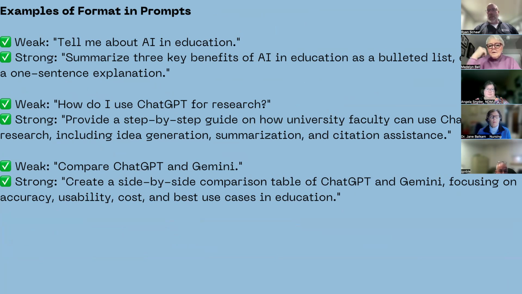It's so weak. If you do something a little stronger, like summarize 3 key benefits of AI in education as a bulleted list, it's going to produce a bulleted list for you. Or if you ask it to do 2 or 3 paragraphs, it'll do that for you. Or if you ask it to do a guide, it'll do it in bite-sized chunks for you. Or if I wanted to compare something, it's going to usually make a chart for you.